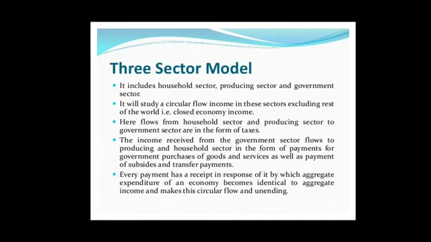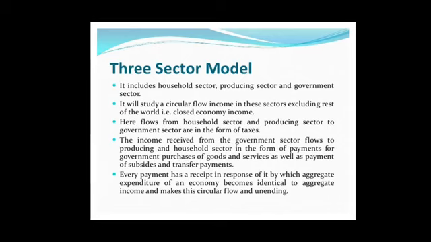Now coming to the three-sector model, this model includes the three important sectors of the economy, which are the household sector, producing sector, and government sector. Here we will study the circular flow of income in these three sectors, that is the household, producing, and government sector, excluding the rest of the world sector. That is, here again we have a closed economy.